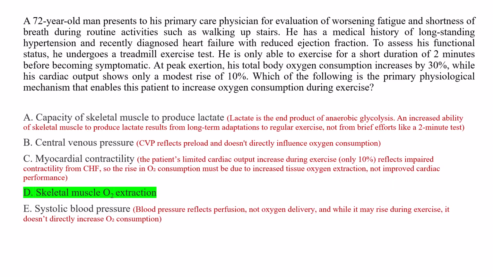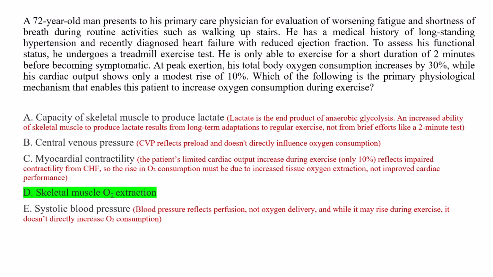Let's have a look at why the other options are incorrect. Option A is incorrect because lactate is the end product of anaerobic glycolysis. An increased ability of skeletal muscle to produce lactate results from long-term adaptations to regular exercise and not from brief efforts like a 2-minute test. And option B is incorrect because central venous pressure reflects preload and doesn't directly influence oxygen consumption.